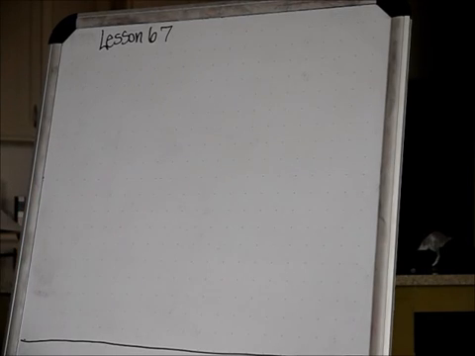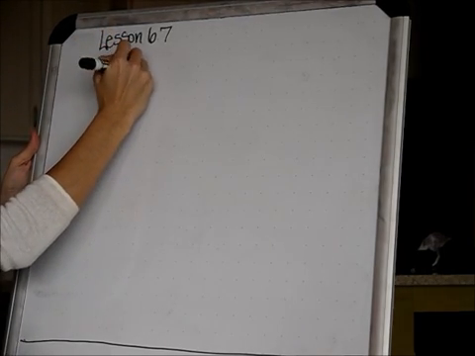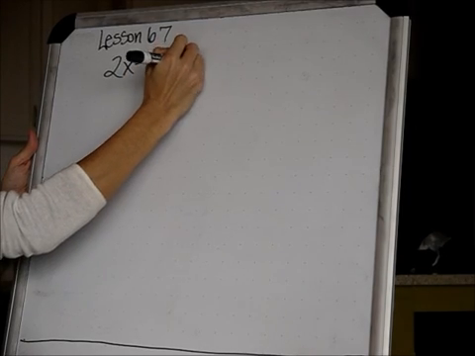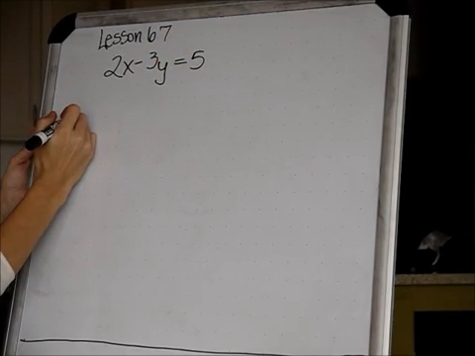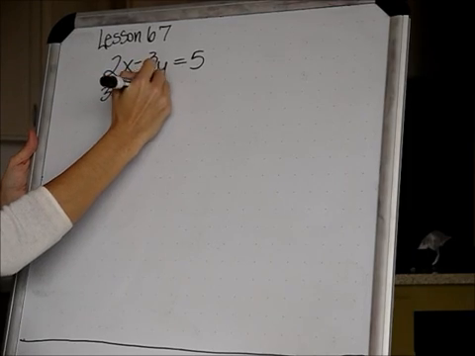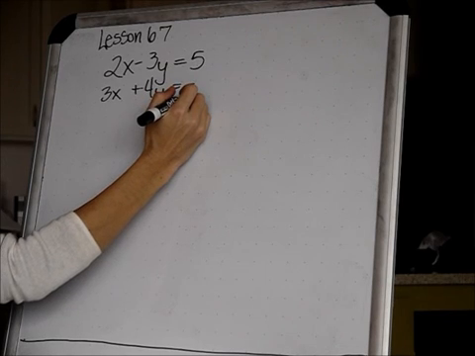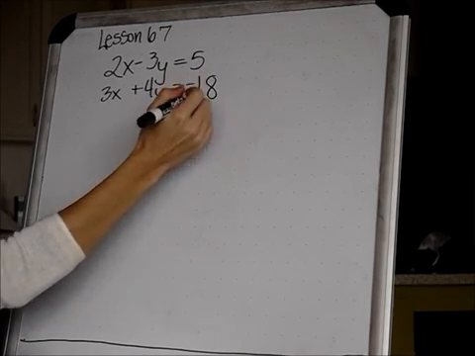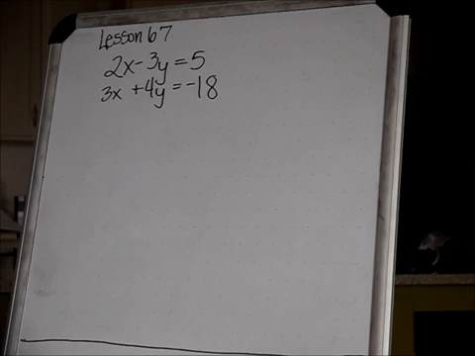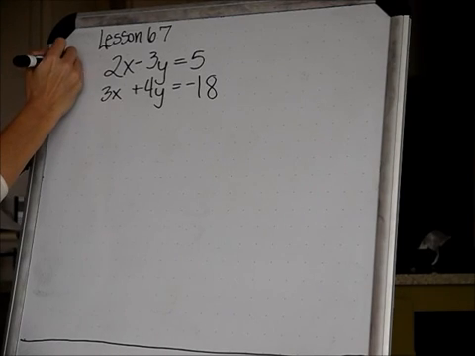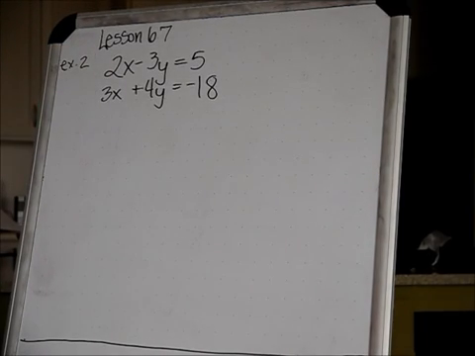Okay, solve by using elimination. This is example 2. We're going to go ahead and write 2x minus 3y equals 5, and 3x plus 4y equals -18. You're going to try this with me. Write down this problem: 2x minus 3y equals 5, and 3x plus 4y equals -18.